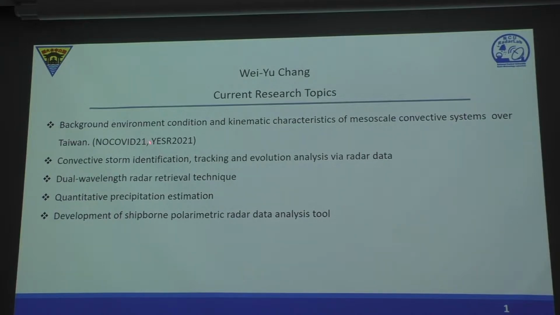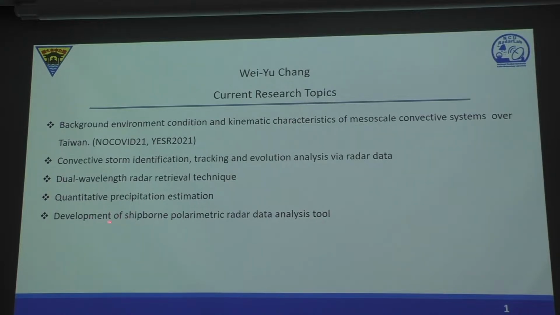We are also working on convective storm identification and tracking, and we want to understand the evolution of these convections using radar data. We are also working with the Central Weather Bureau of Taiwan. They are planning to have a dual-wavelength radar, so we are developing dual-wavelength radar retrieval techniques for future application. I also do fundamental studies like quantitative precipitation estimation. We have some results trying to improve the QPE by accounting for the vertical variation of microphysical processes.